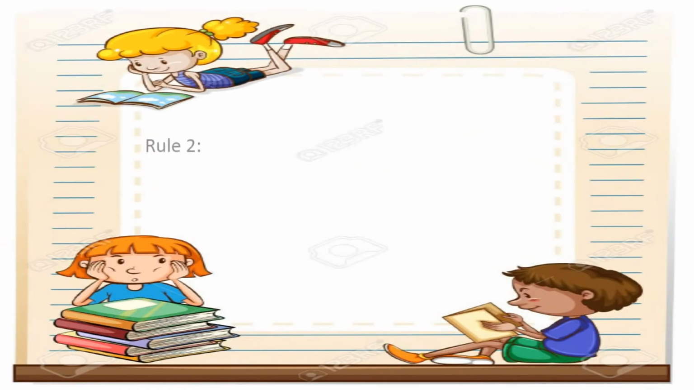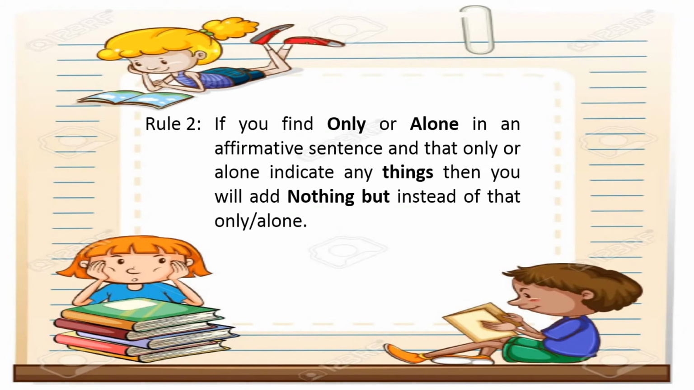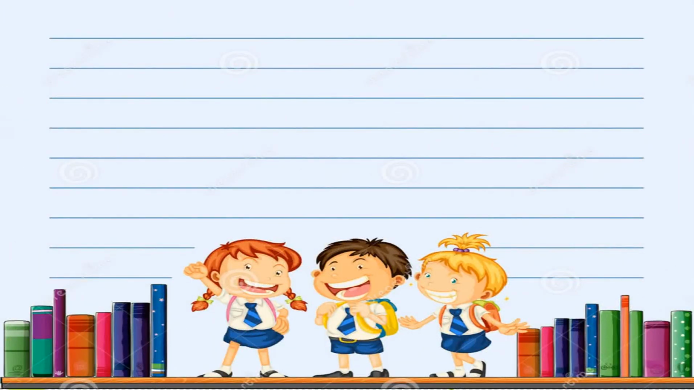Okay, so next rule. Okay, if you find only or alone in an affirmative sentence and that only or alone indicates any things, then you will add nothing but instead of that only or alone. Okay, let's go for examples.